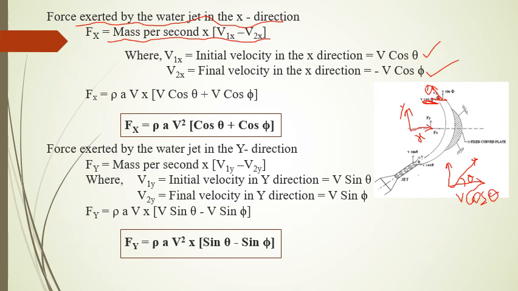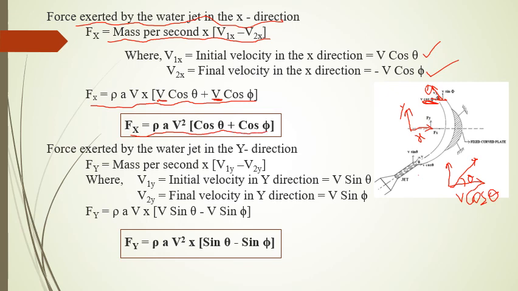Substituting the initial velocity and final velocity in Fx, we get Fx equal to rho a V into V cos theta plus V cos phi. In this equation, here V cos theta and V cos phi, V is same. So take out V from the equation. Now we get Fx equal to rho a V square into cos theta plus cos phi.